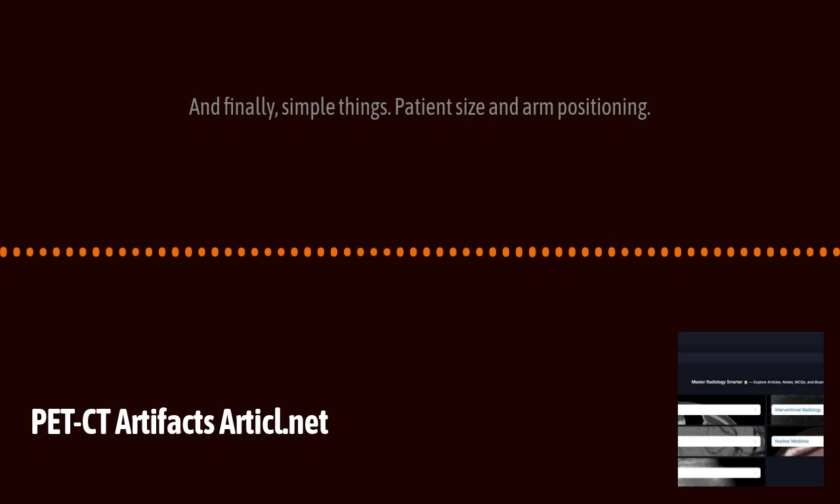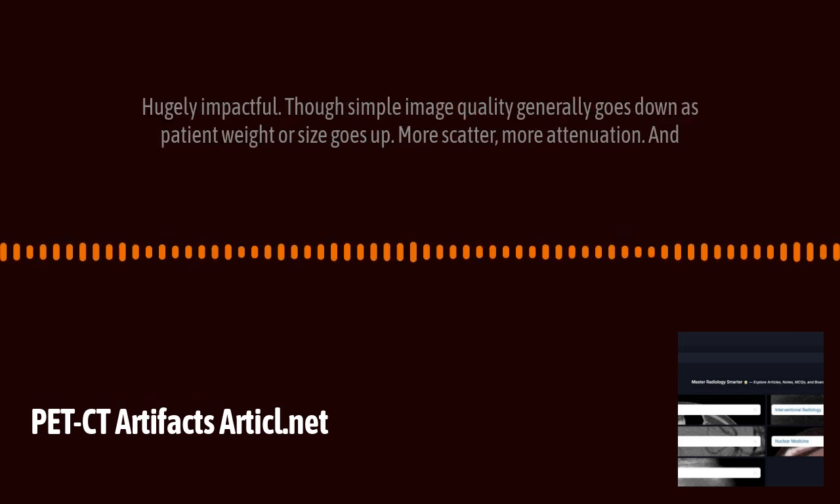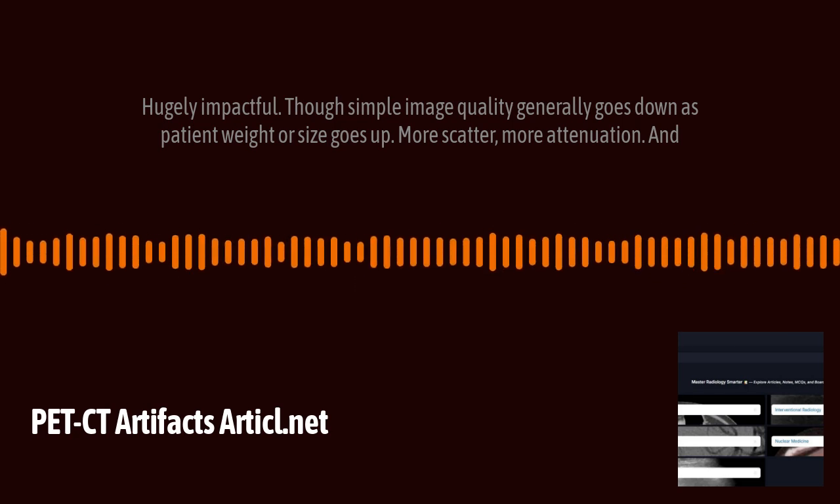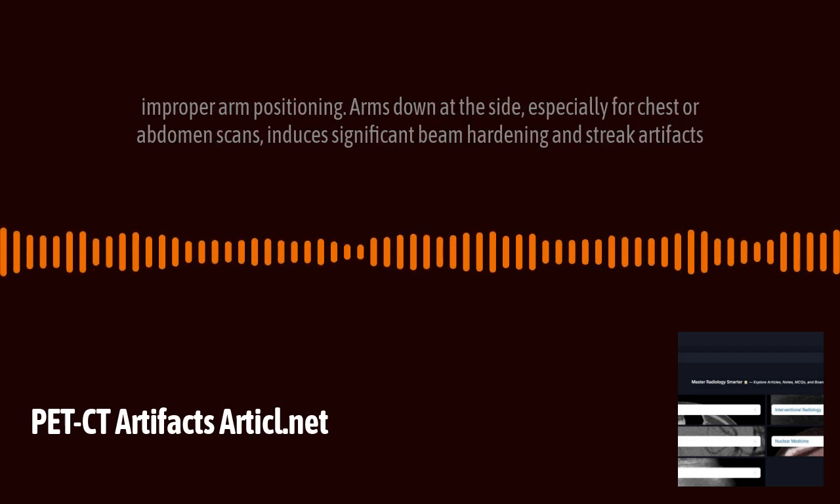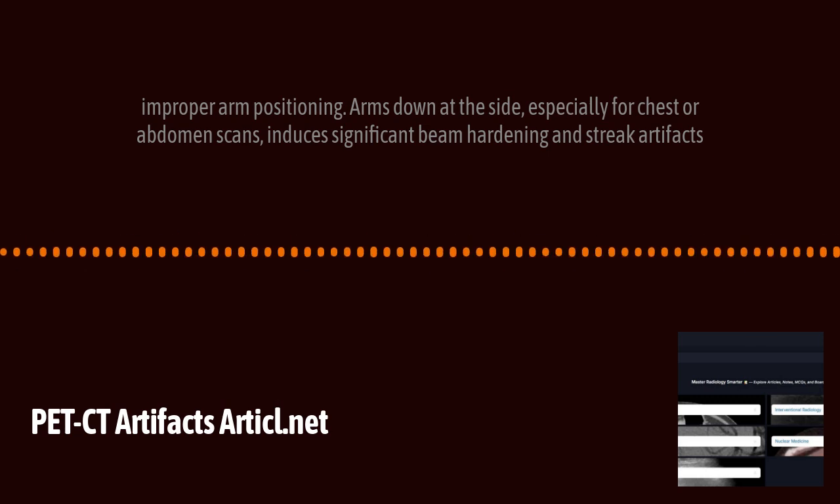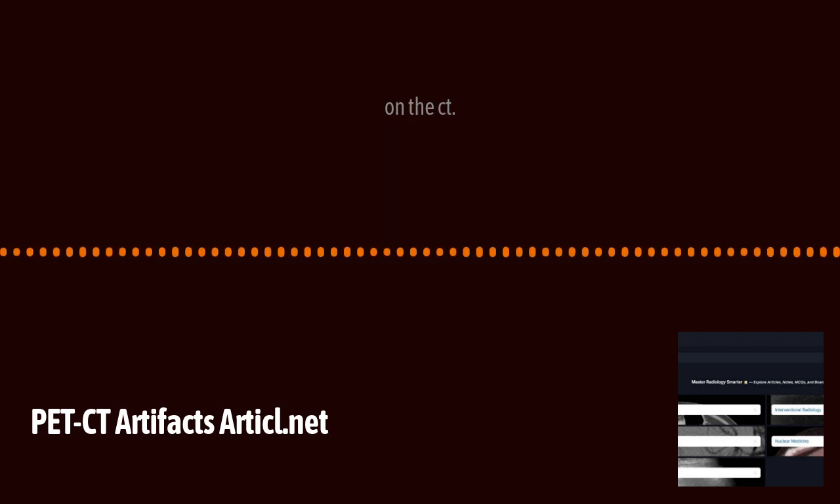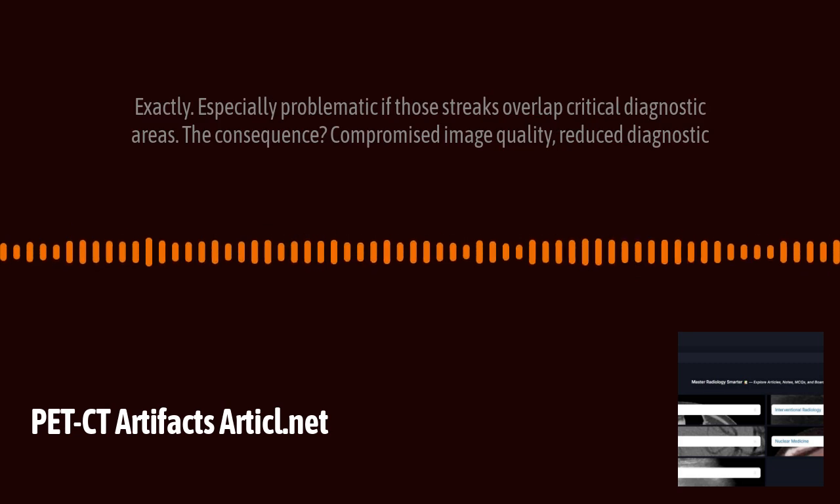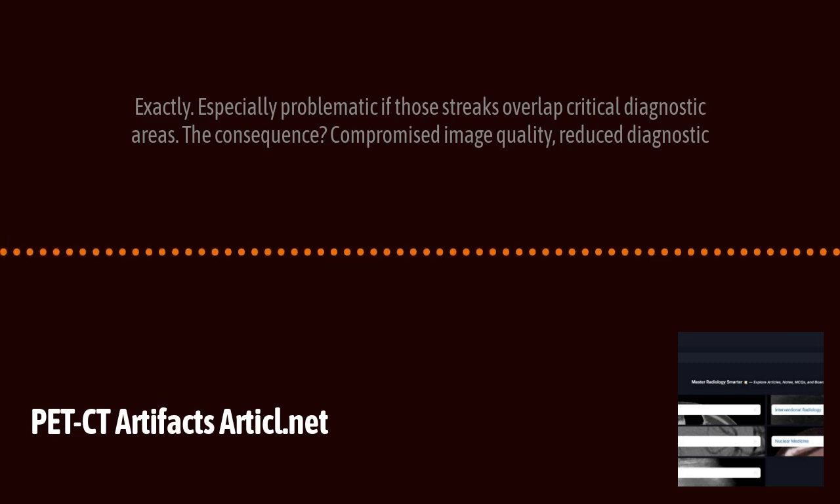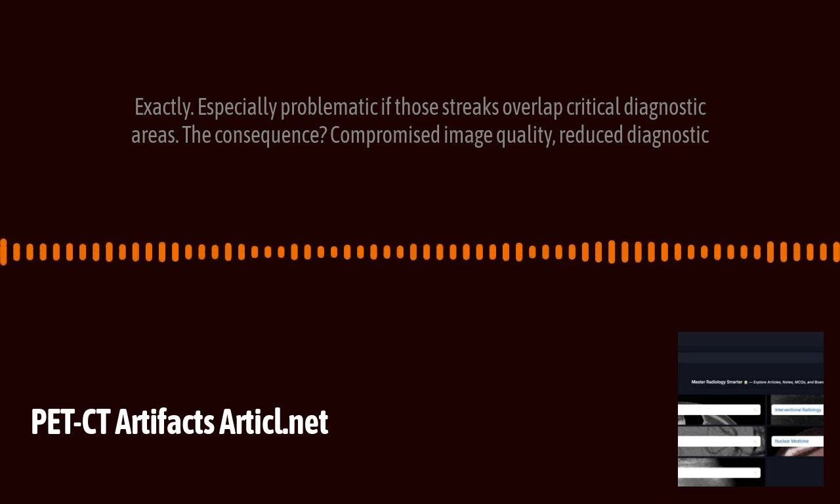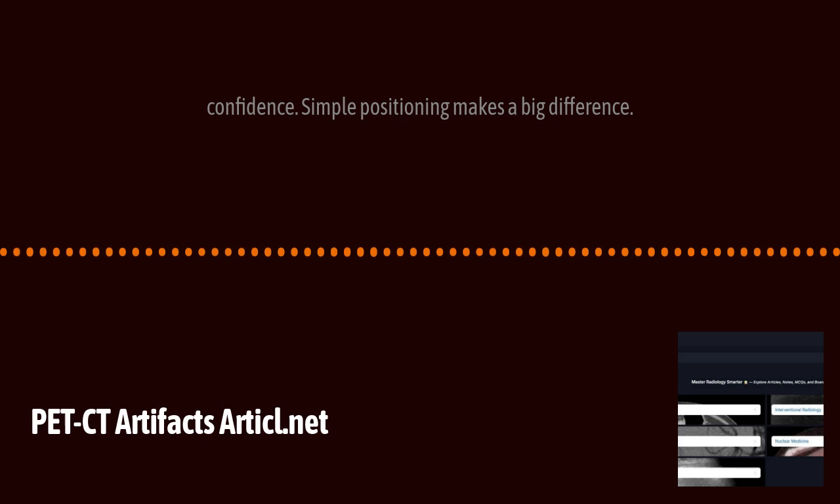And finally, simple things. Patient size and arm positioning. Hugely impactful, though simple. Image quality generally goes down as patient weight or size goes up. More scatter, more attenuation. And improper arm positioning, arms down at the side, especially for chest or abdomen scans, induces significant beam hardening and streak artifacts on the CT. Which then messes up the PT correction. Exactly. Especially problematic if those streaks overlap critical diagnostic areas. The consequence: compromised image quality, reduced diagnostic confidence. Simple positioning makes a big difference.